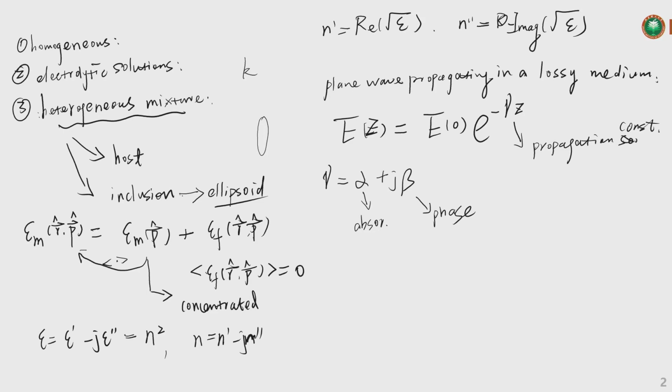So now, if we want to relate the dielectric properties, the dielectric constant, to the absorption and to the phase constant, we can express that as alpha equals minus k0 times the imaginary part of the square root of the dielectric constant, and beta equals k0 times the real part, because it's a phase constant, so it's related to the real part.